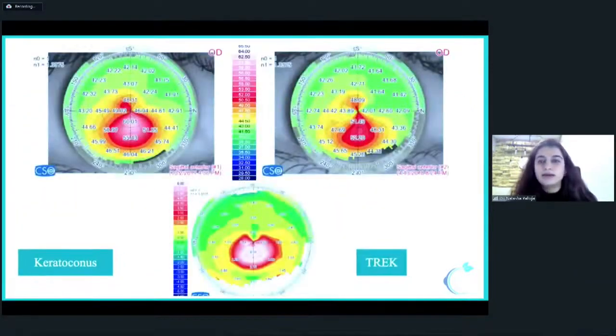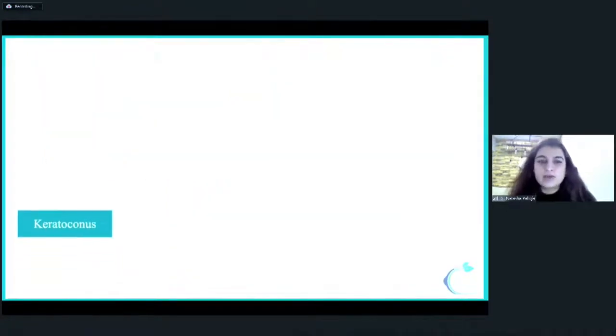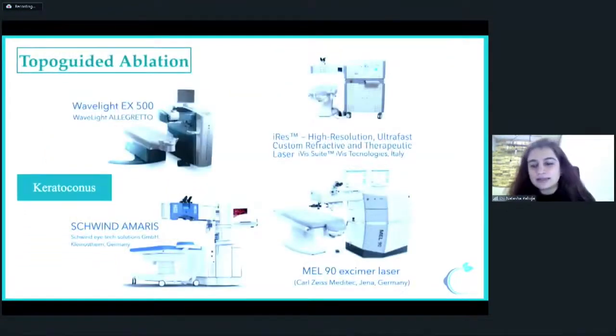Most importantly, we also looked at the sagittal maps. On the sagittal maps, the ablation looks much like how a topo-guided ablation, what an Alcon or Wavelight would do, is done by TREC. So what I'm essentially trying to say is that this is also a very good tissue-sparing topo-guided ablation, essentially removal of epithelium, but it knocks off some amount of stroma as well, making the cornea slightly more regular.